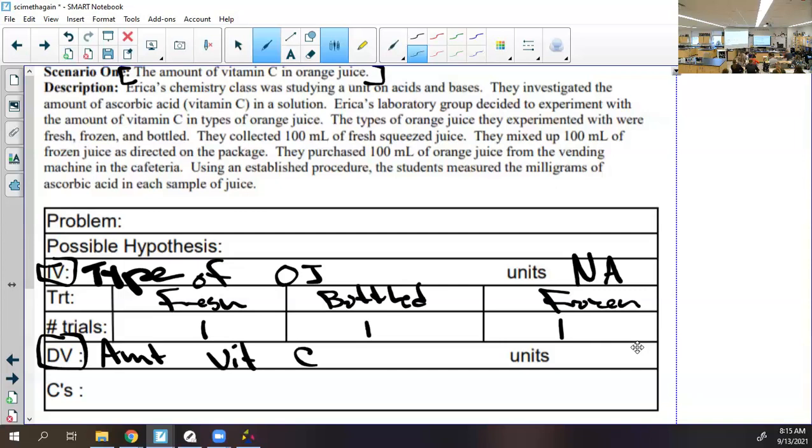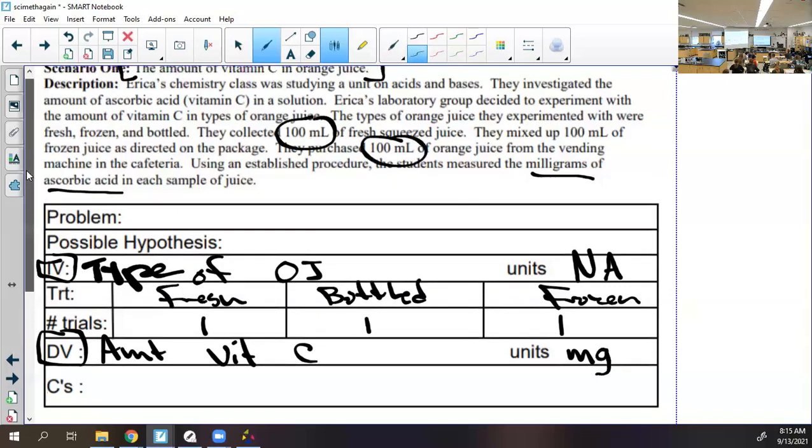All right, I will give you a hint. It starts with an M. Oh, really? We have milli, and it's either liters or grams, and it's a gram. And I'll tell you why. This milliliter, which most people guess, is how much orange juice they measured, but they measured the vitamin C in milligrams. Okay, kind of subtle, but be careful.